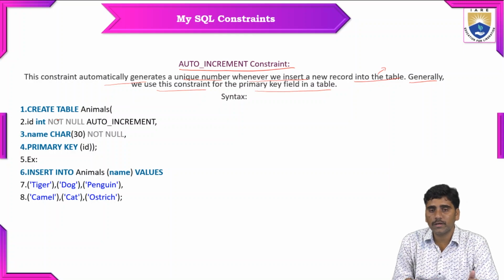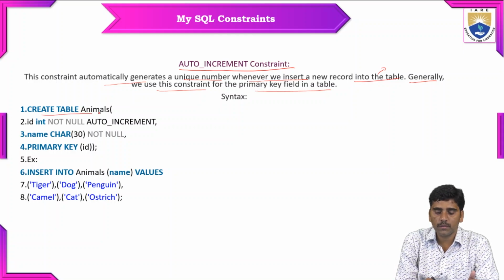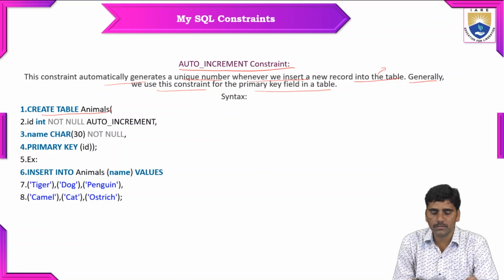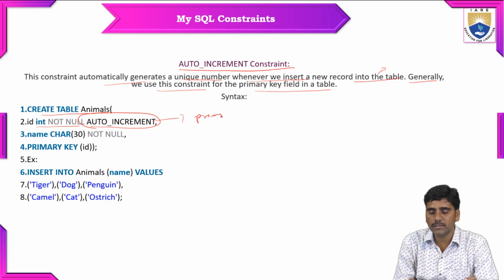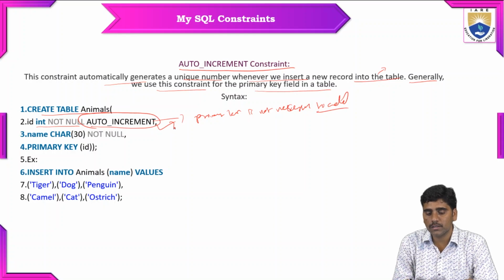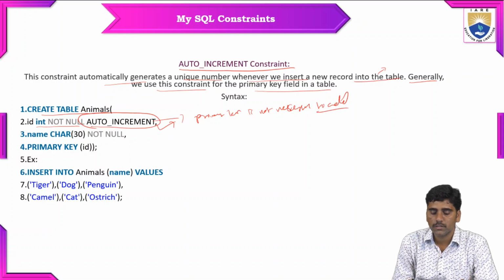Let us take an example. Create table animals, id int not null auto increment. Here the primary key is not necessary to add, because the auto increment constraint is built in with the primary key constraint. So automatically it identifies and does not allow duplicates, meaning it is automatically incremented one by one.